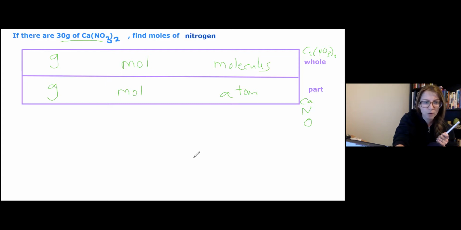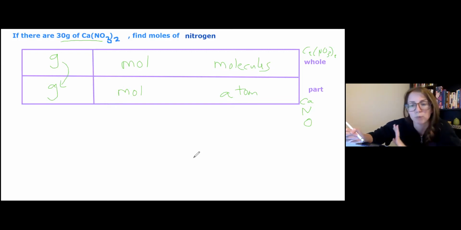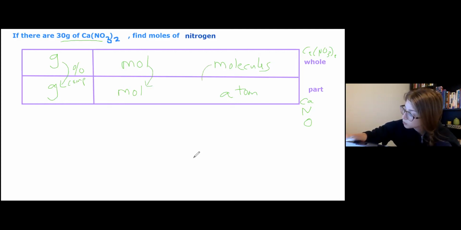There's a difference between when we're going from grams to grams versus when we're going from moles to moles or molecules to atoms. When we're going from grams to grams, that's when we're going to use percent composition. And so you can go back and rewatch the percent composition video. You have choices from there. There was the proportion or just multiplying the percentage out. But to go from grams to grams, we're talking about percent composition. Whereas when we're going from moles of the whole to moles of the part or molecules of the whole to atoms of the part, all we have to do is multiply by the subscript.